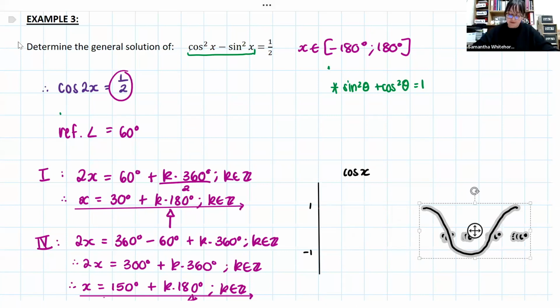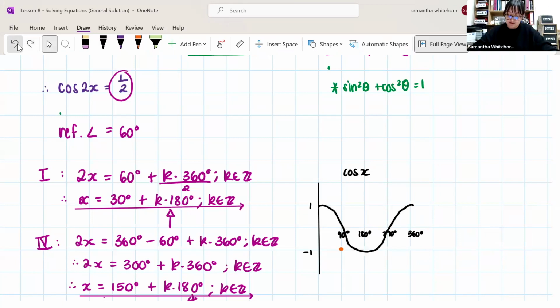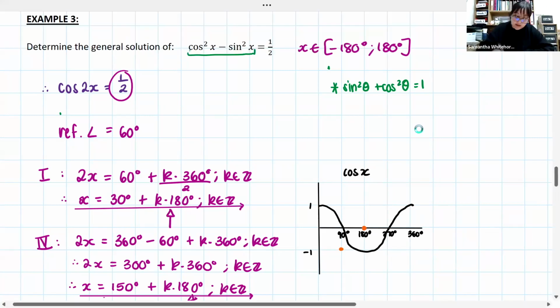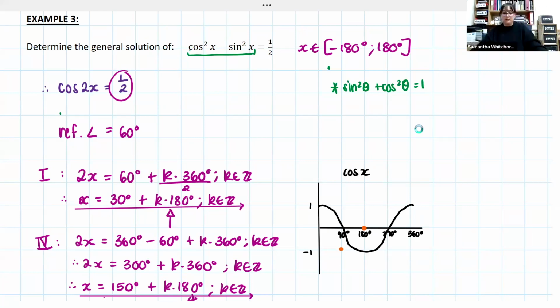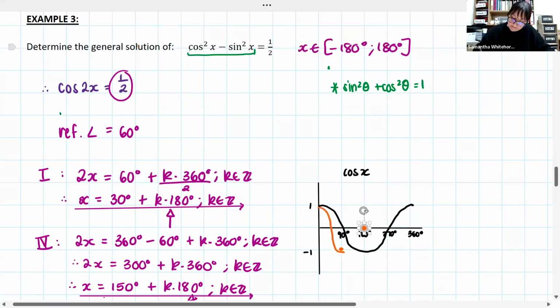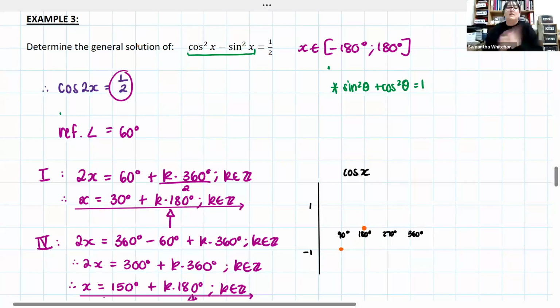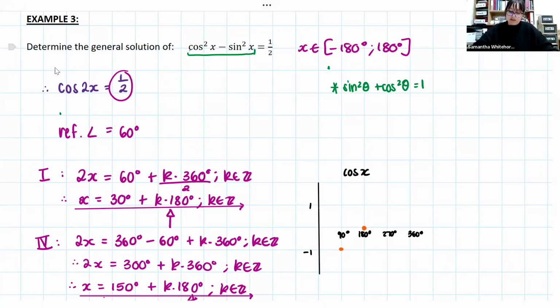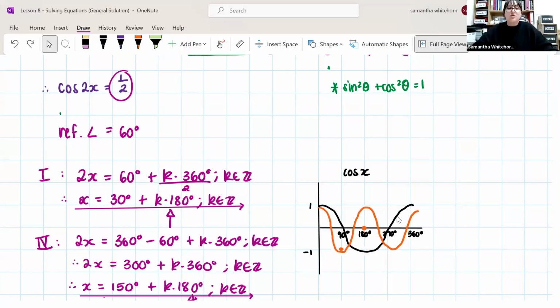But a double angle means that your period has changed. The period has changed, and so the graph completes itself in half the time. I'm going to try again. It would look something like that. And then it disappears. But that's essentially what a double angle means. And so you just be mindful of it.